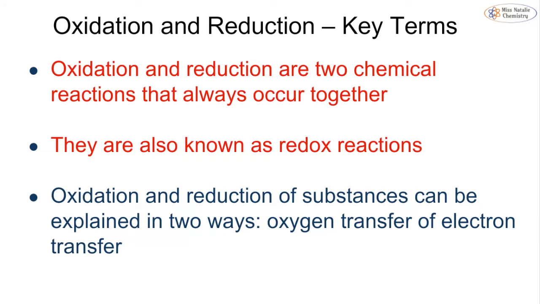Now, some key terms that we have to know when we're talking about these sorts of reactions. We call these reactions redox reactions, and it is because we're getting two separate chemical reactions happening. We're getting something called oxidation and something called reduction, and these two things always happen hand in hand. There is no way for oxidation to happen without reduction, and we shorten these to redox. And we can explain this in two ways. We can either look at it as the transfer of oxygen, or it can be the transfer of electrons. So let's have a look to see what that actually means.